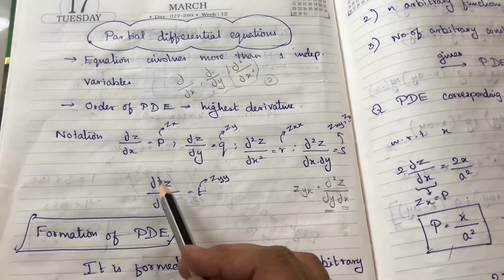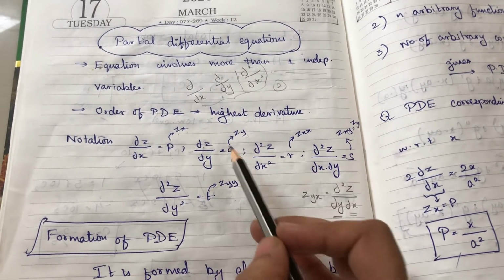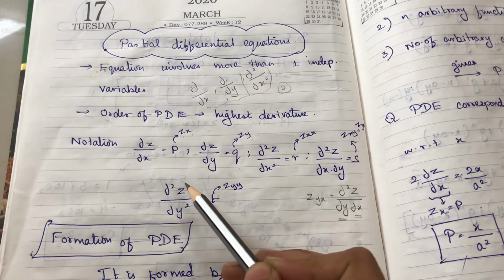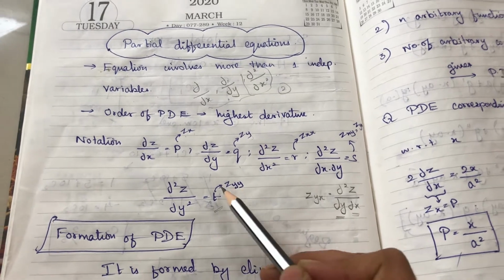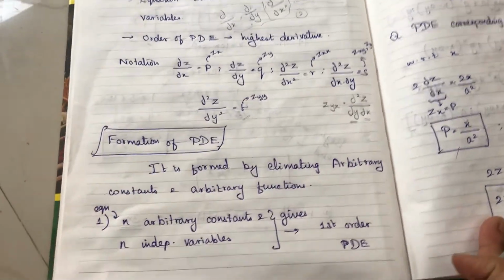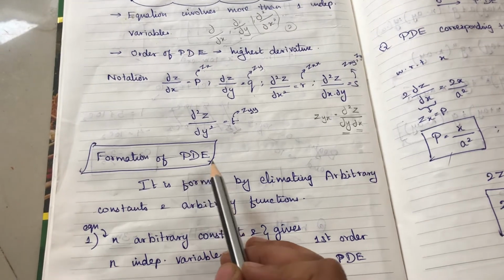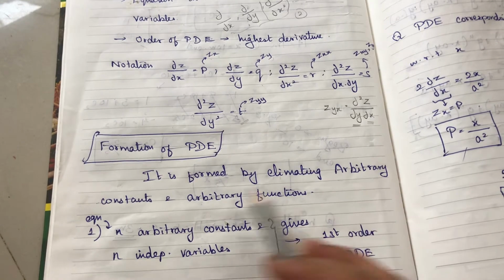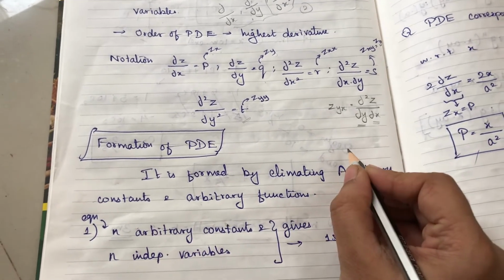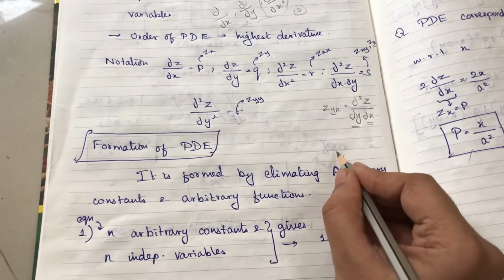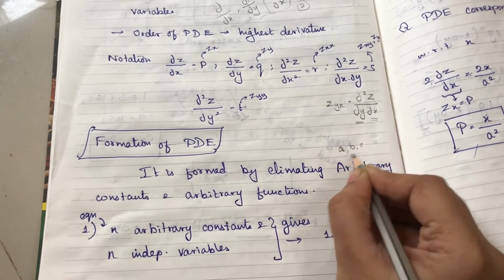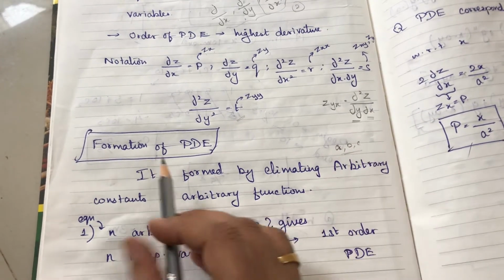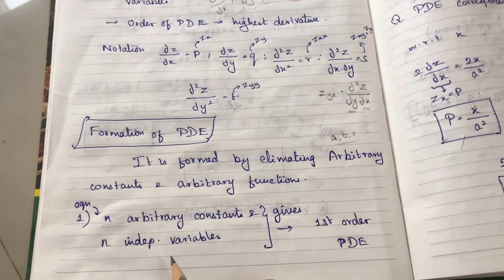Okay. ∂²z/∂y². This term, again we need to differentiate it with respect to y, and we will get the t value, zyy. How to form this partial differential equation? We just need to eliminate the arbitrary constants, like a, b, c, whether they have given them or not as constants in this equation, we need to eliminate these terms. Then we will get the partial differential equation.